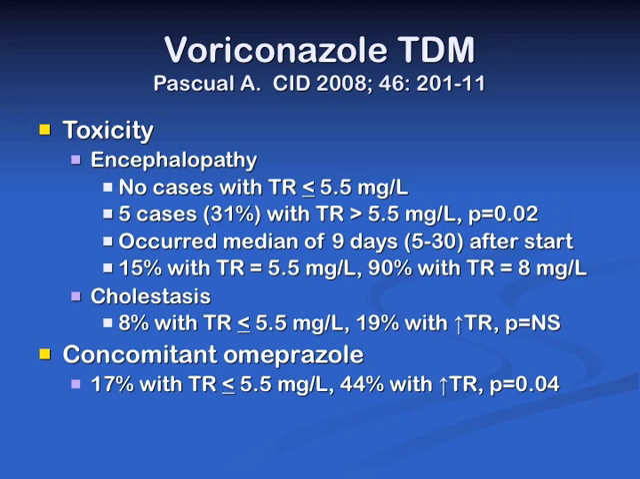In terms of toxicity, I mentioned encephalopathy, hallucinations, and confusion earlier. These authors found that they saw no cases of encephalopathy when the trough level was less than 5.5 milligrams per liter, but 31% incidence when the trough level was higher than 5.5, and they definitely saw the higher the concentrations, the higher the risk for encephalopathy, up to like 90% incidence if the trough level was 8 milligrams per liter.